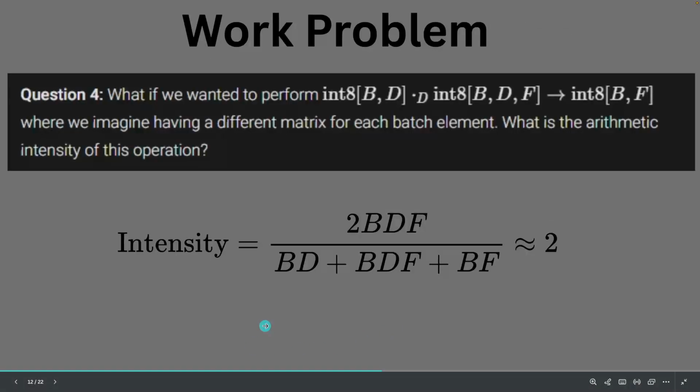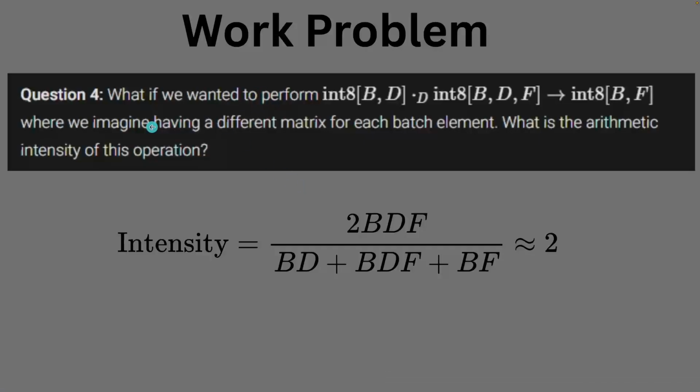And one of the examples which I found really interesting in the blog post was this question 4, where you were performing a matrix multiplication between this b comma d and d comma f, which results in a matrix of b comma f.